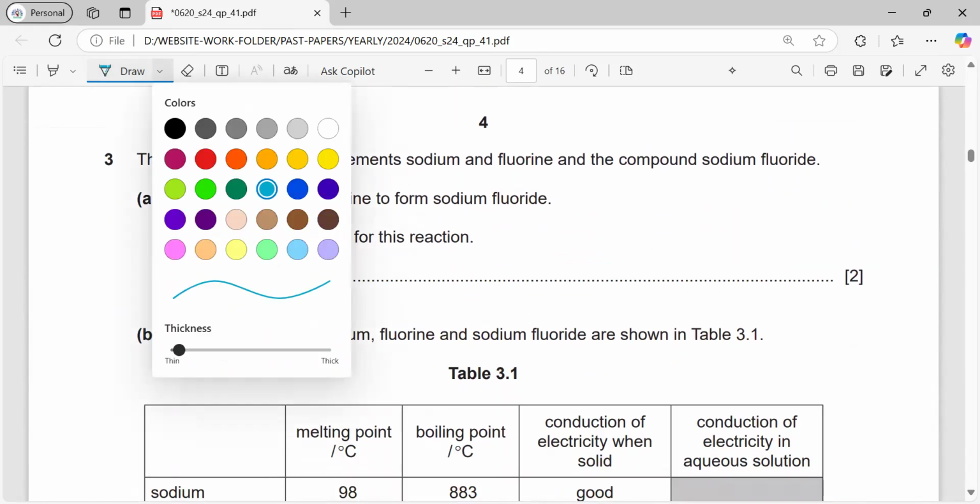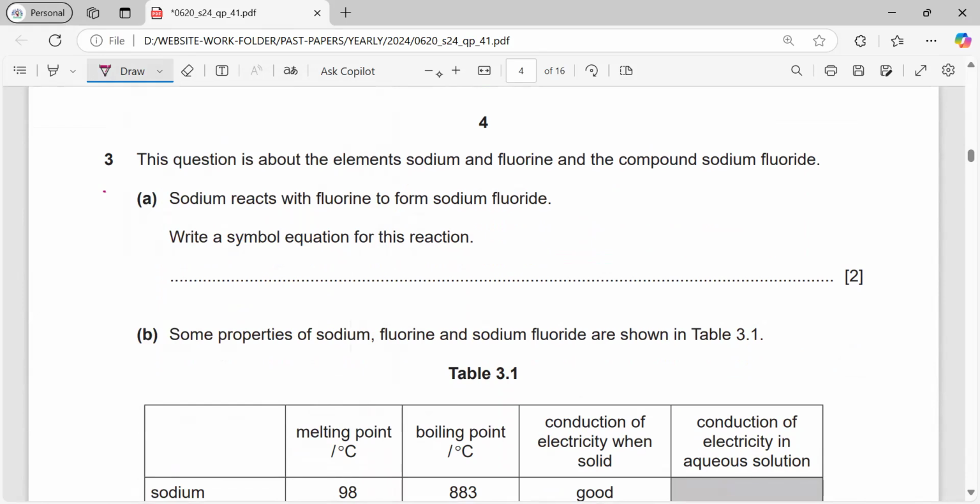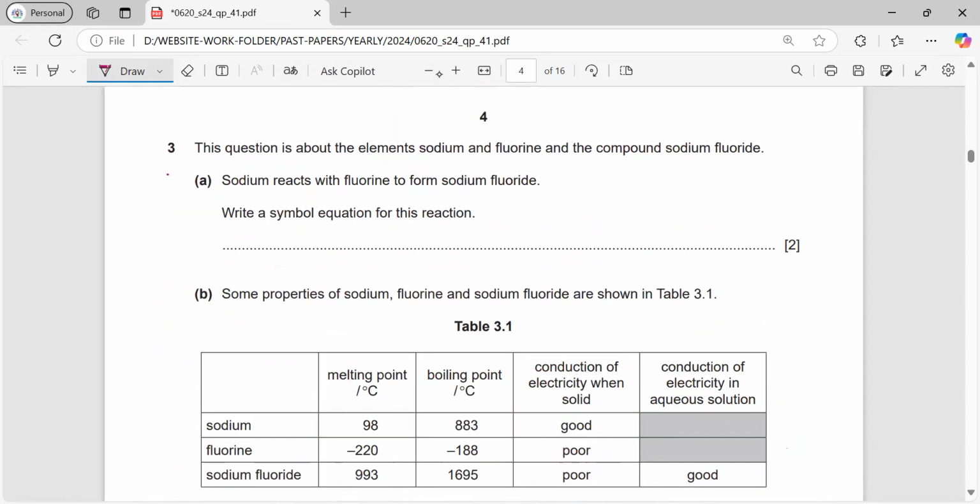Next, we have question number 3. This question is about the elements sodium and fluorine and the compound sodium fluoride. Sodium reacts with fluorine to form sodium fluoride. Write the symbol equation for this reaction. Now, the chemical equation is given to you, and you just have to convert this chemical equation into symbol equation.